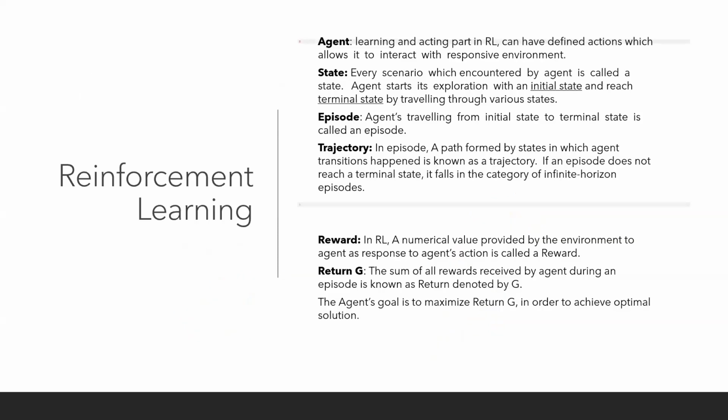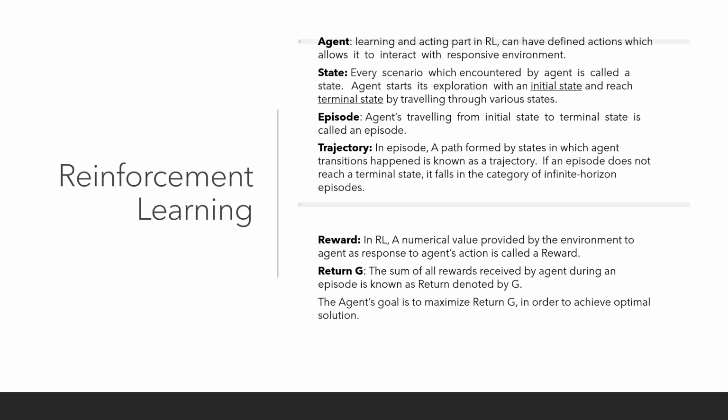Before I move on to the fast track of mathematical terms and equations, let's clearly define the terms in reinforcement learning. The first term is agent. It's the learning and acting part in reinforcement learning, which defines certain actions that are allowed to interact with the responsive environment. Here, the responsive environment means that when the agent interacts with the environment, the agent may be changed or may not be changed by doing the current action.